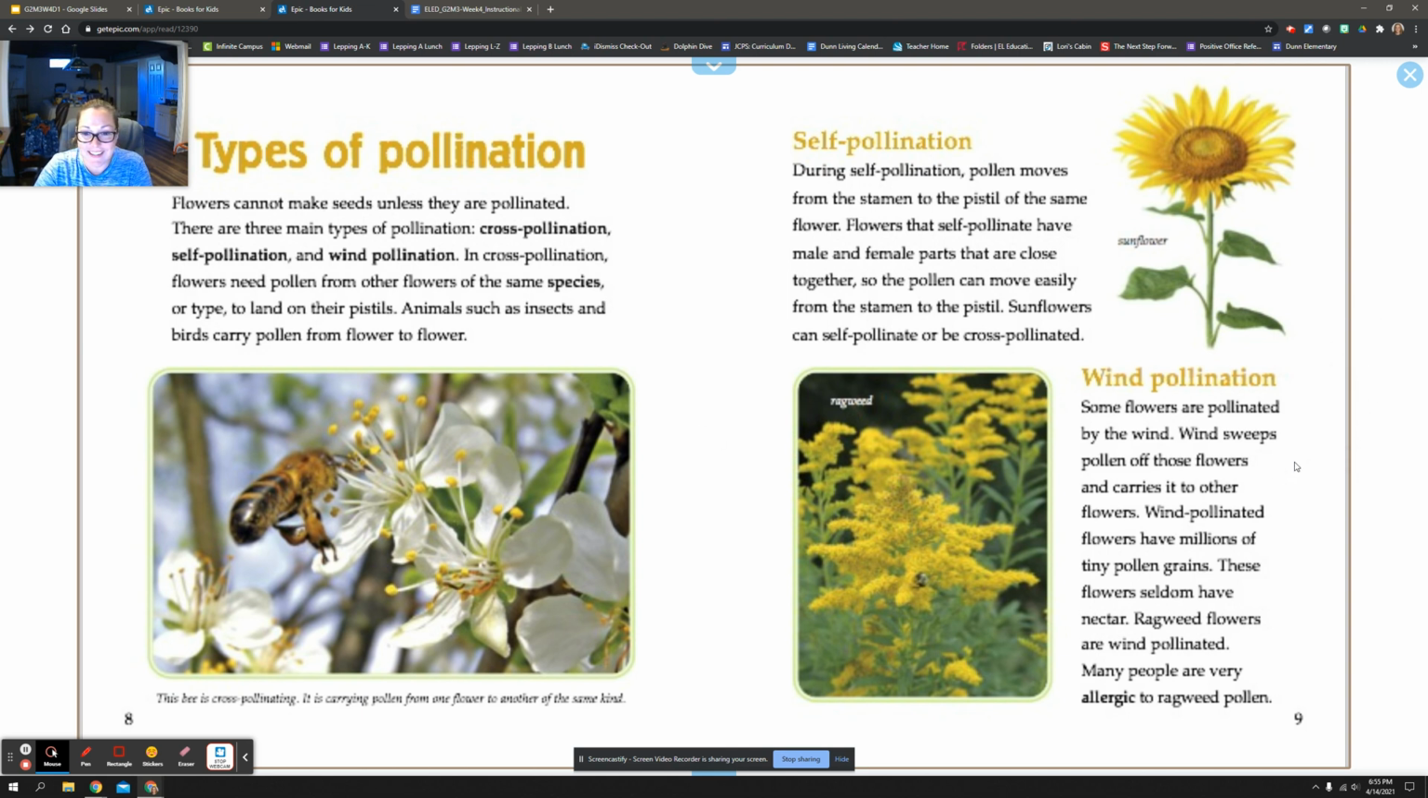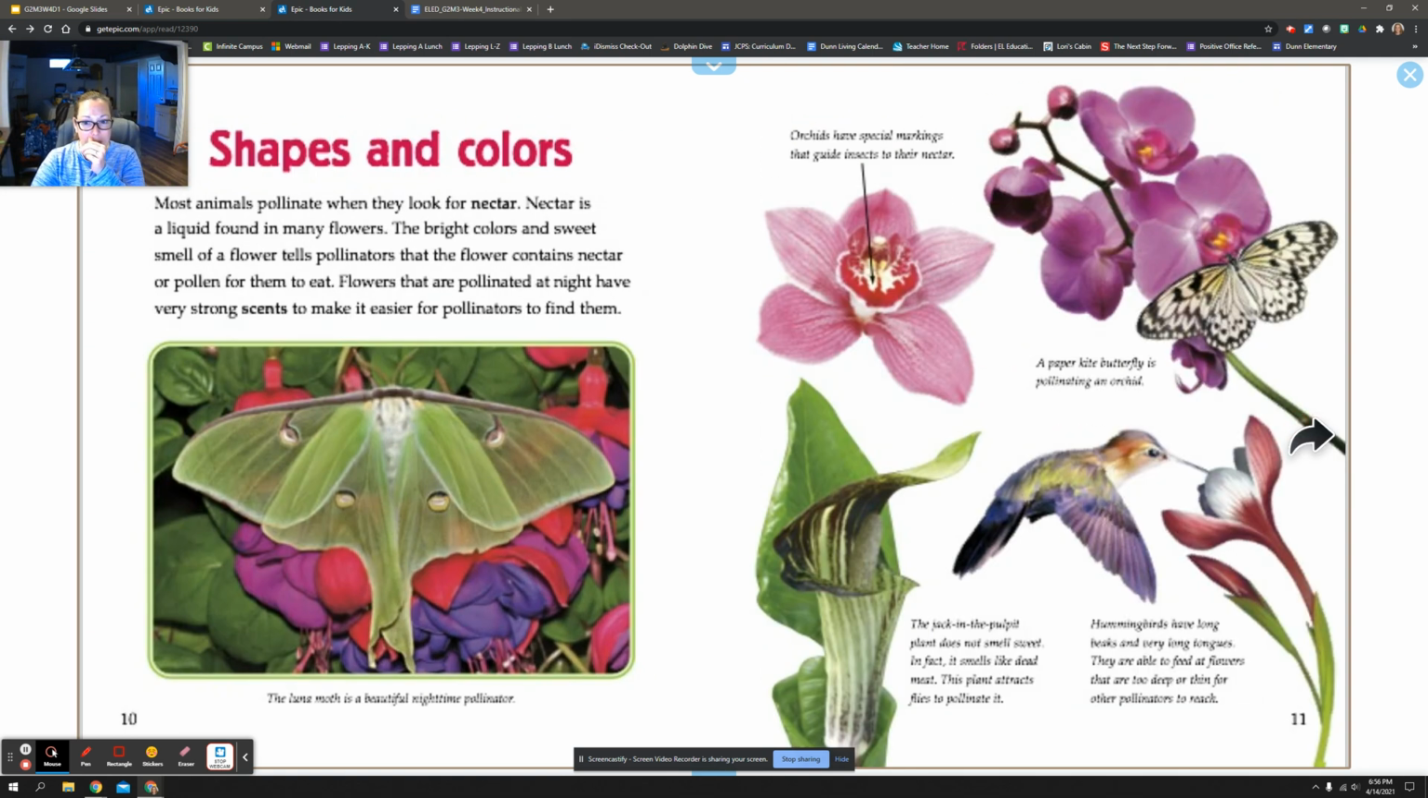Wind pollination. Some flowers are pollinated by the wind. Wind sweeps pollen off those flowers and carries it to other flowers. Wind-pollinated flowers have millions of tiny pollen grains. These flowers seldom have nectar. Ragweed flowers are wind-pollinated. Many people are very allergic to ragweed pollen. And when we were at Dunn the other day and we were collecting some seeds, I think we found a couple of those things that we could, and they would just spread seeds everywhere, right? That's what that's making me think of, wind pollination.